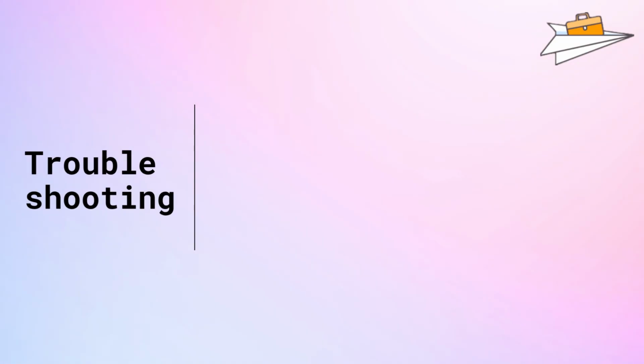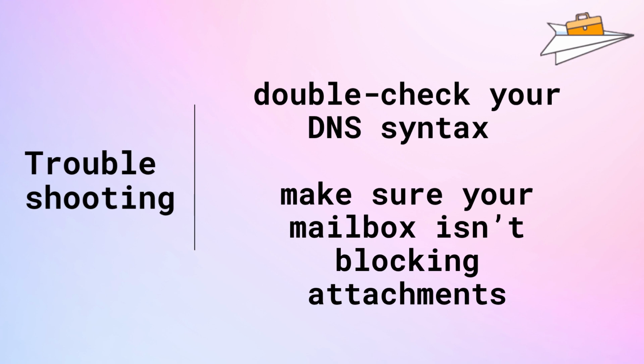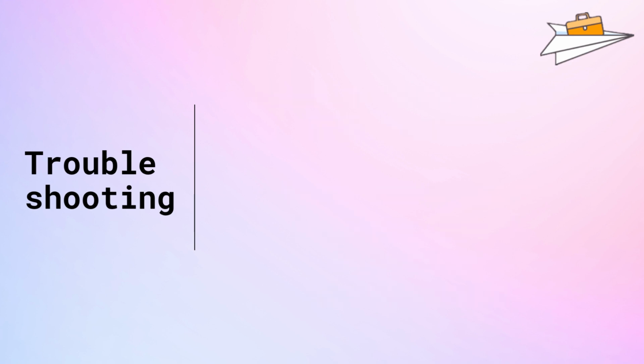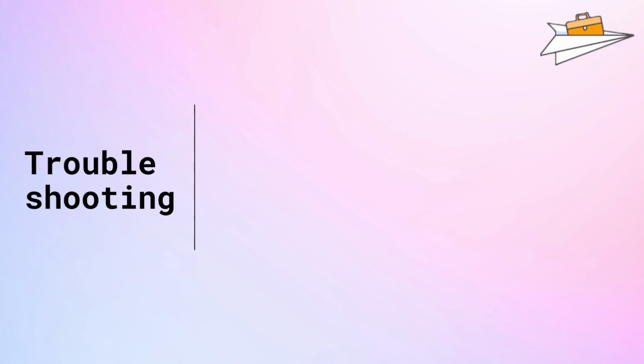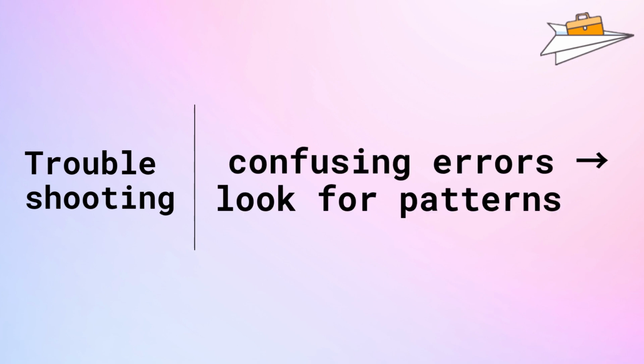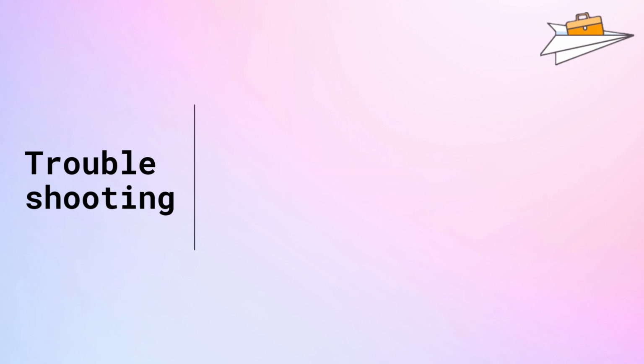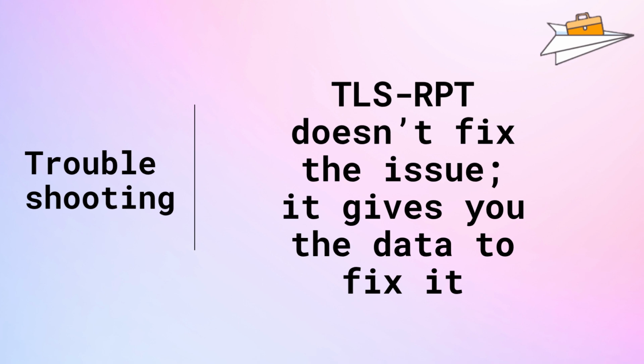If you're not getting reports, double-check your DNS syntax and make sure your mailbox isn't blocking attachments. If reports start piling up, don't hoard them forever. Parse, log, and delete the OK ones. And if you see confusing errors, look for patterns. One random failure? Ignore it. Ten identical ones daily? That's a misconfiguration. Remember, TLS-RPT doesn't fix the issue. It gives you the data to fix it.